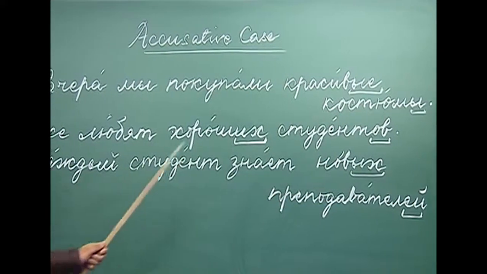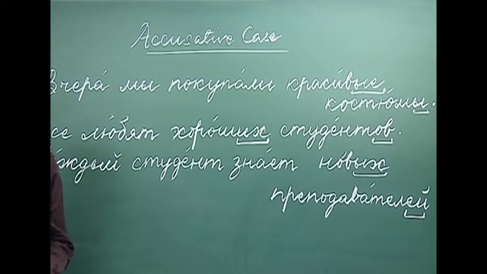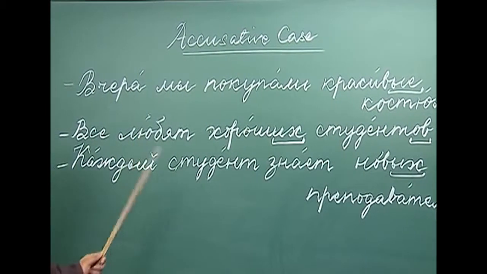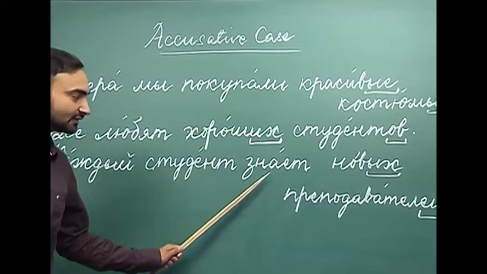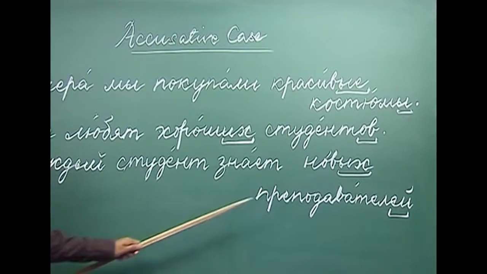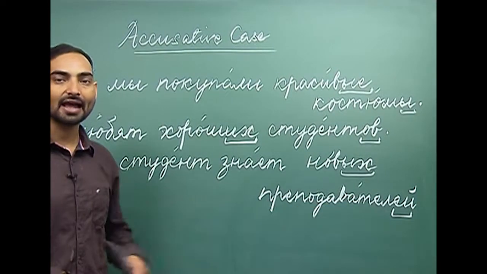The third sentence, каждый студент знает новых преподавателей. Каждый студент знает новых преподавателей. Каждый, this word каждый means every. Every student knows the new teachers. So, here teacher is again an animate noun.